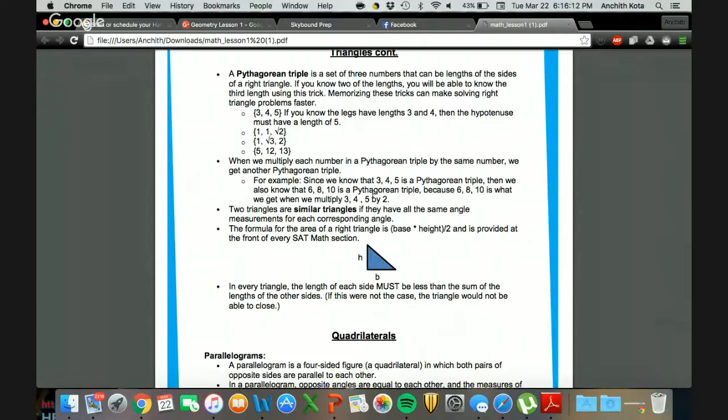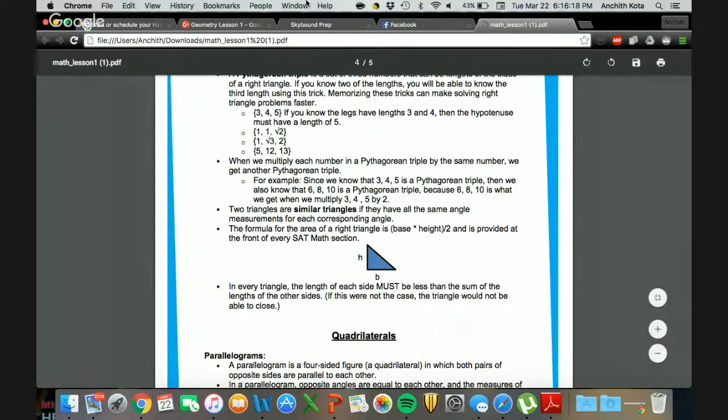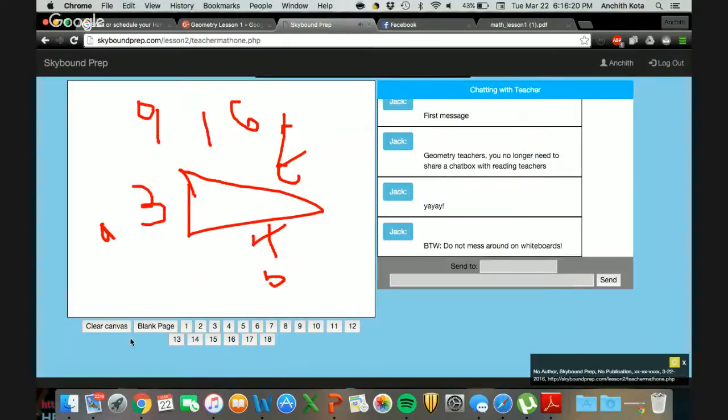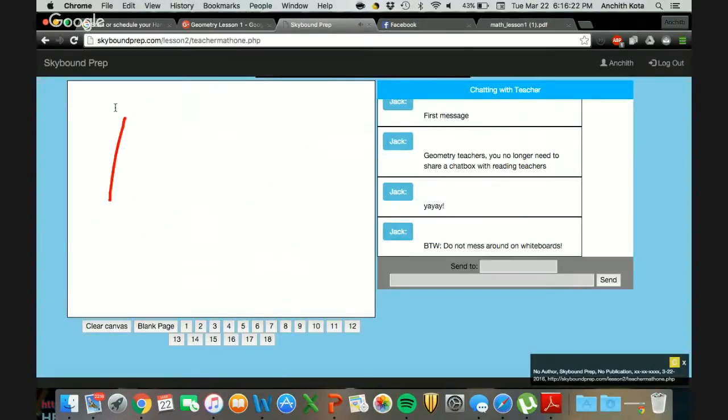Two triangles are similar if they have the same angle measurements for each corresponding angle. That's pretty simple. These two triangles are different sizes, but if you can prove that the three angles are the same to each other, you can prove that they are similar triangles.